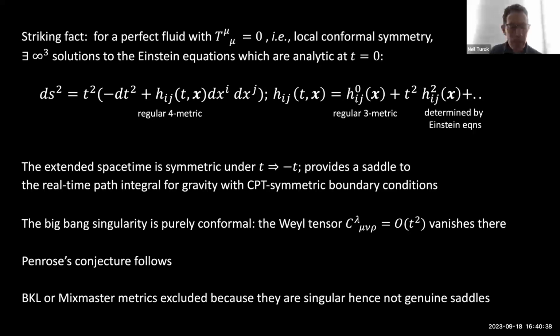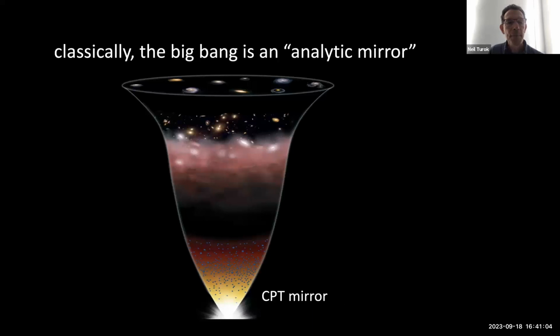And in this case, the interference would just cancel out BKL or Mixmaster metrics. They're not genuine saddles and so don't need to be considered. So I think it's a remarkably simple picture. There's a lot that needs to be done to verify all of this, but it's quite exciting that we're now seeing a way to make sense of the Big Bang singularity itself. And this is how Latham and I picture it, that the Big Bang is an analytic mirror. There's really only one universe after the Big Bang, and then somehow the method of images allows you to impose CPT symmetric boundary conditions.